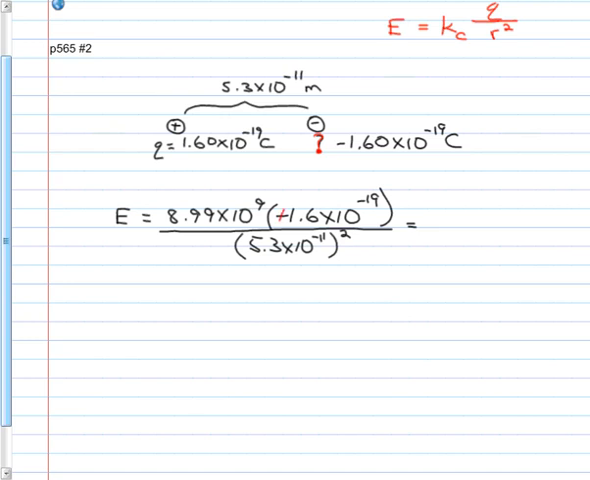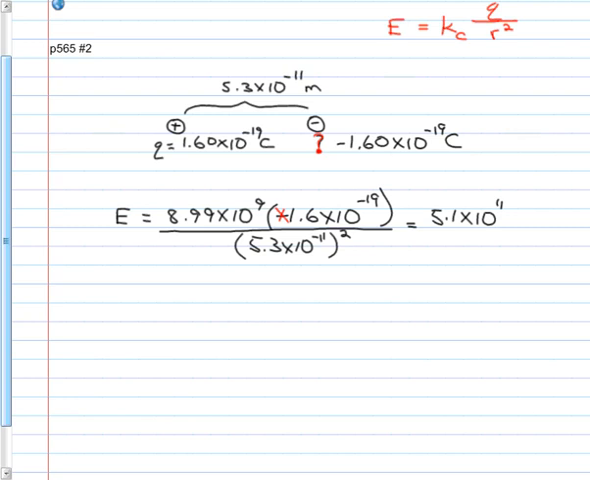And really, the negative is immaterial to us. We'll talk about the direction of the field independently. Got 5.12 times 10 to the negative. So it looks like we only have two significant figures from the 5.3. So 5.1 times 10 to the 11th. What unit is this electric field strength measured in?